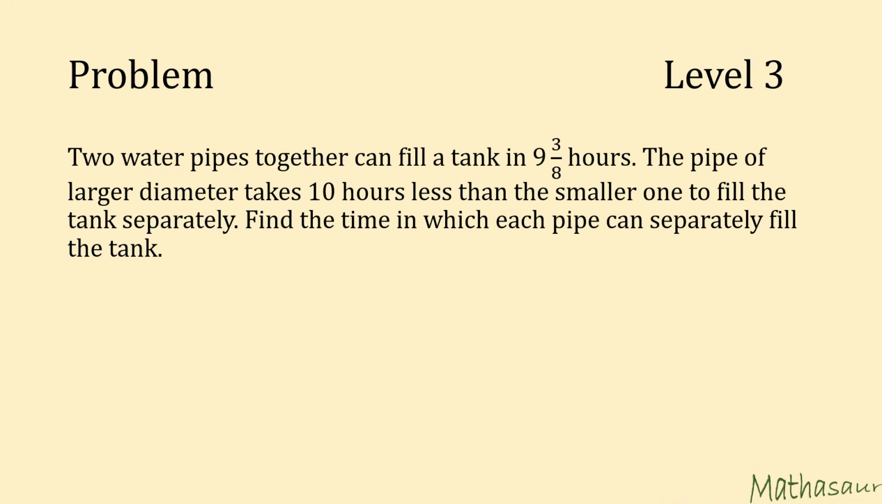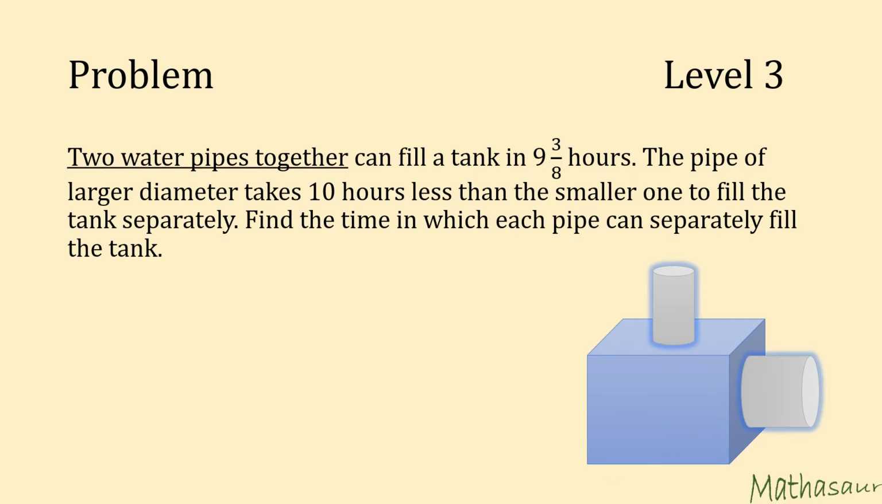Let us look at another problem. Two water pipes together can fill a tank in 9 whole 3 by 8 hours. The pipe of larger diameter takes 10 hours less than the smaller one to fill the tank separately. Find the time in which each pipe can separately fill the tank. So we have two water pipes, one is small and another is large. Now together they can fill the tank in 9 whole 3 by 8 hours.